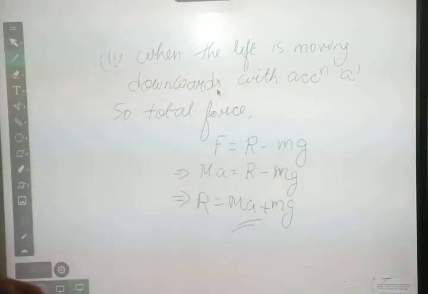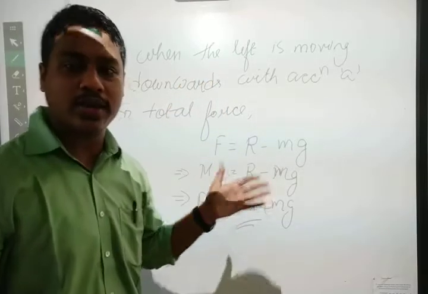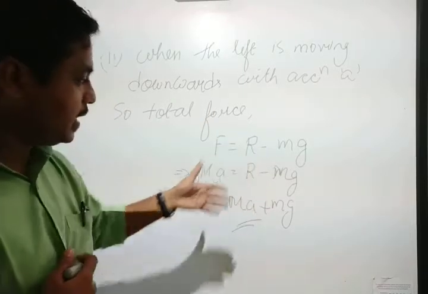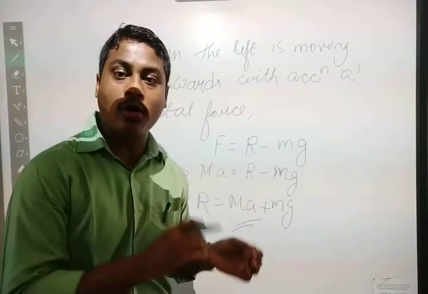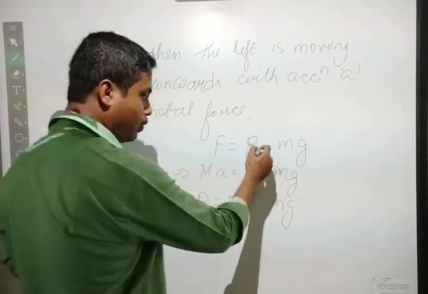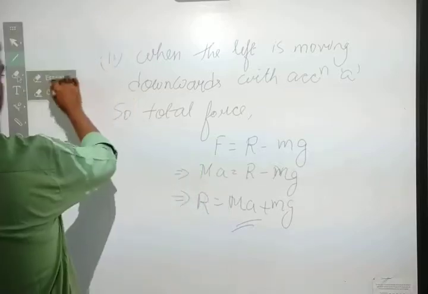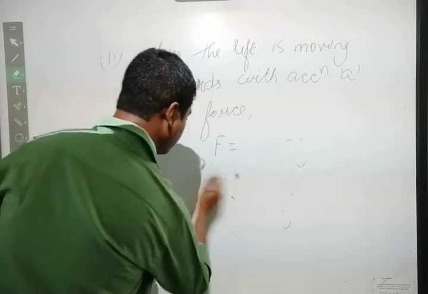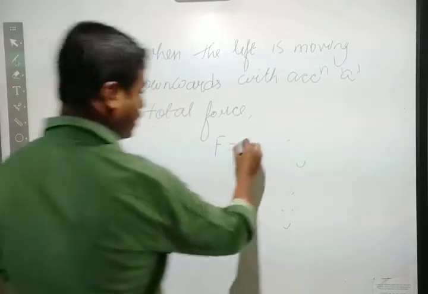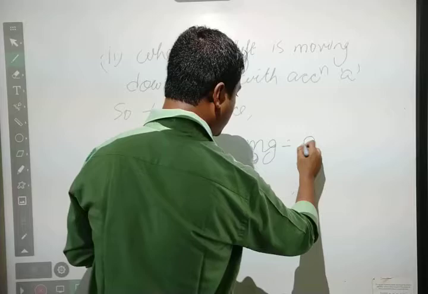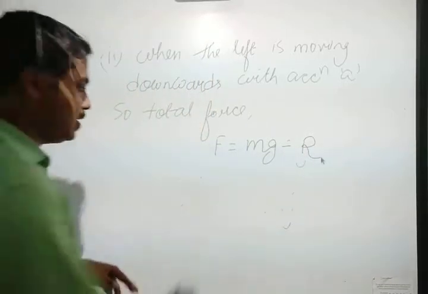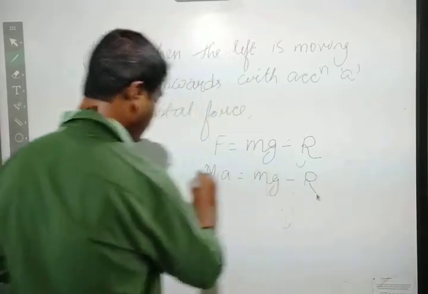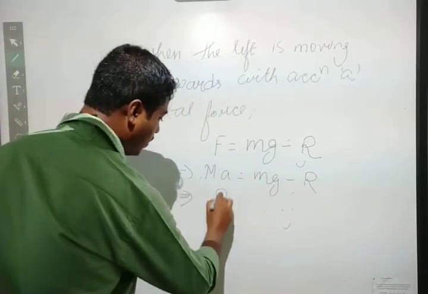Downwards with acceleration a. If I consider the total force here, your weight will be more than the reaction force. So here we have to write your weight minus the reaction force, just the opposite of the previous case. This will be ma equals mg minus R. So we have to calculate the value of R.